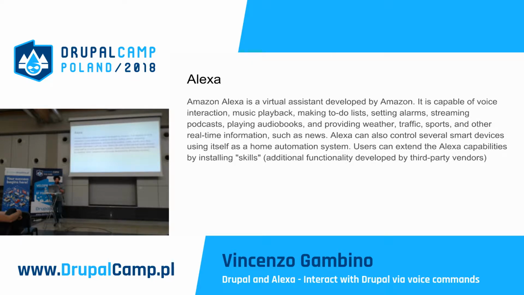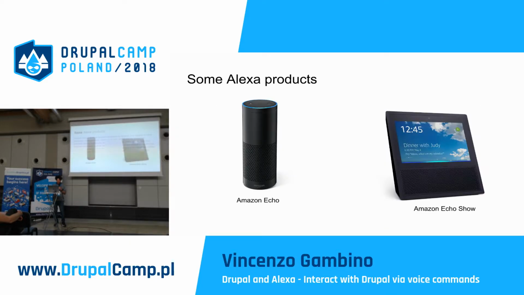In this case, we're going to talk about Alexa, which is a virtual assistant developed by Amazon, and as I said before, it's capable of voice interaction: music playback, to-do lists, setting alarms, streaming, weather, traffic, sport. And the nice thing is that you can create your own skill for Alexa really simply. It's really easy to create an Alexa skill for an app and attach it to your service. And also Alexa connects to smart home devices.